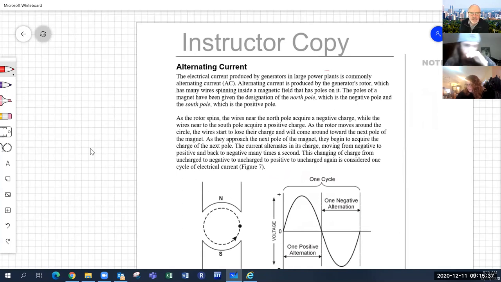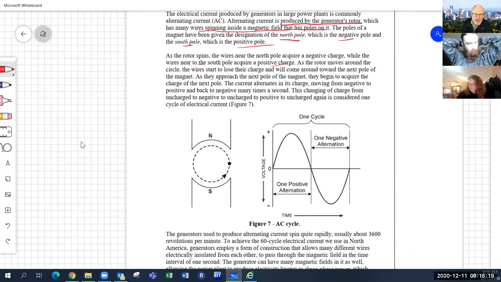So, alternating current, as they say right here, is produced by the generator's rotor, which has many wires spinning inside a magnetic field that has poles. So, the poles of a magnet are given a designation. One is the North Pole, which is negative, and the South Pole, which is positive. As that rotor spins, the wires near the North Pole acquire that negative charge, while the wires near the South Pole become positive. And as the rotor moves around the circle, the wires start to lose their charge and come around. It really casts off those electrons. And as you can see, this goes around north and south, it keeps going and it changes. So there is this wave, we call this a sine wave.